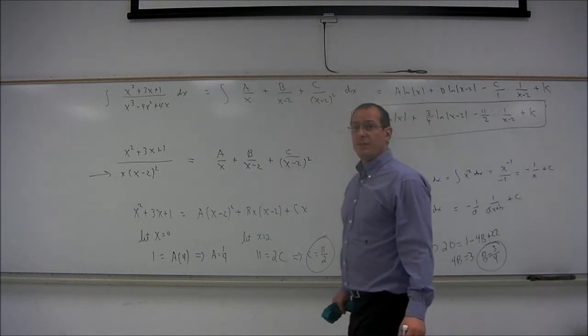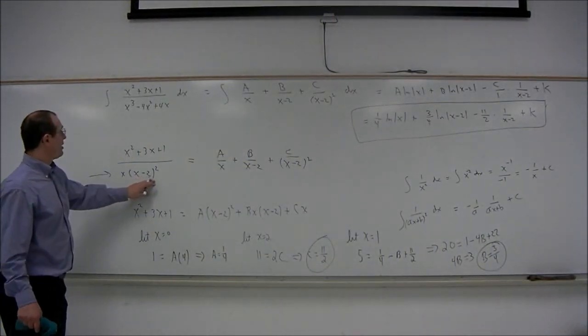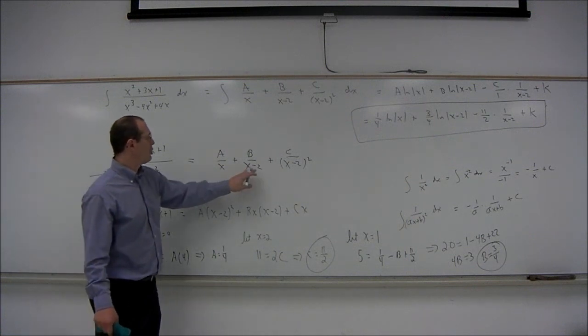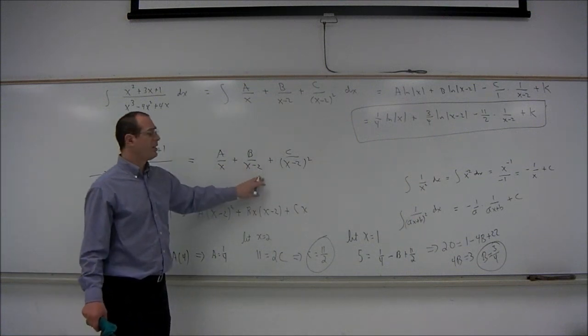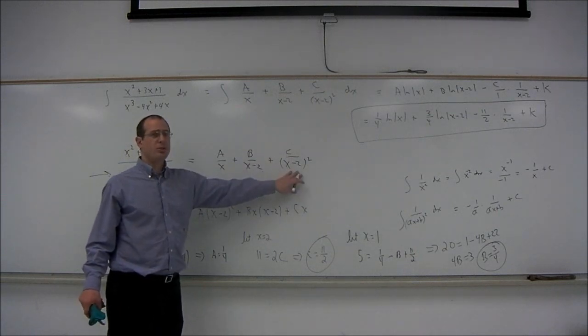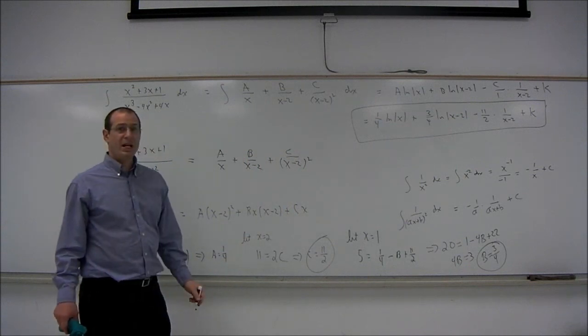So the key is the form of the decomposition. When you have a repeated linear factor, x minus 2 quantity squared, then we're going to get two fractions in the decomposition, one with x minus 2 to the first power, and the next one with x minus 2 to the second power. And the numerators of those fractions will simply be constants.